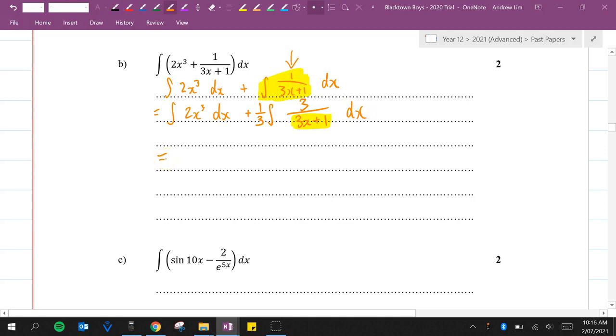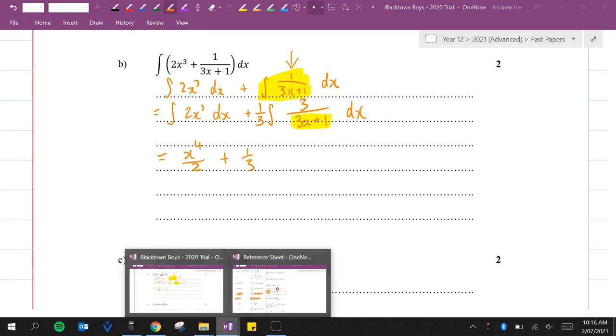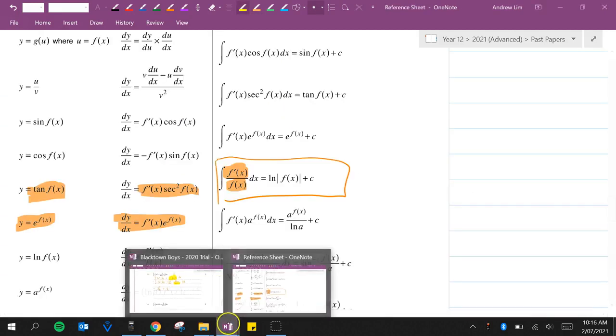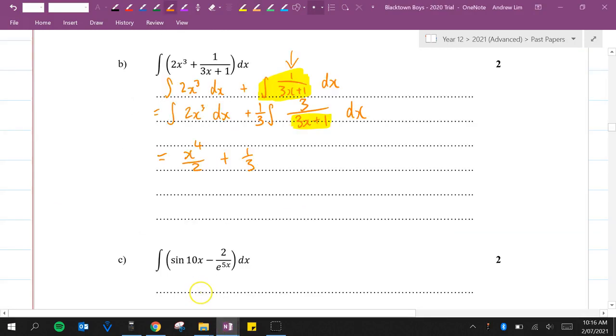Now we can integrate everything. So this is going to give me x to the power 4 over 2 plus 1/3. Let's just have a look back at this again. ln of the absolute value of f of x plus c.